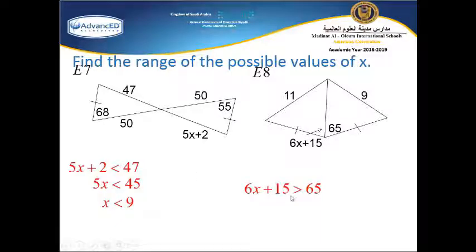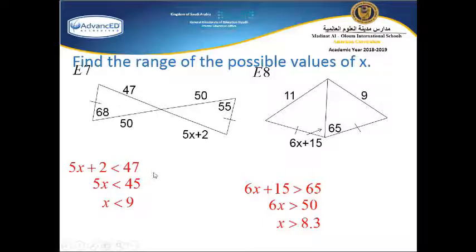For the other one, 6x plus 15, this angle is more than the other angle 65. Why? Because this angle is opposite to the side 11, and the side 11 is bigger than the third side 9. Then 6x plus 15 more than 65, then 6x more than 50, then x more than 8.3.